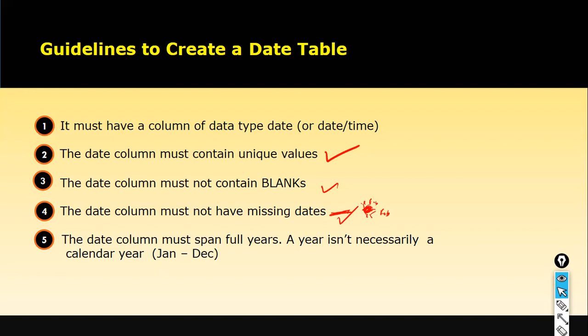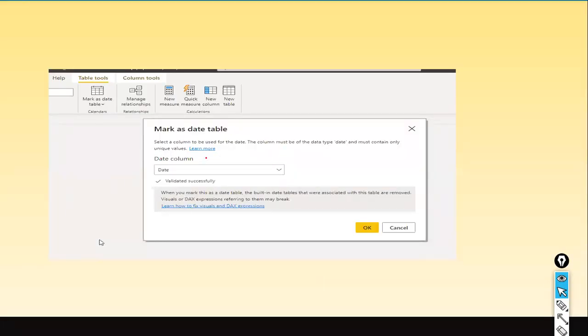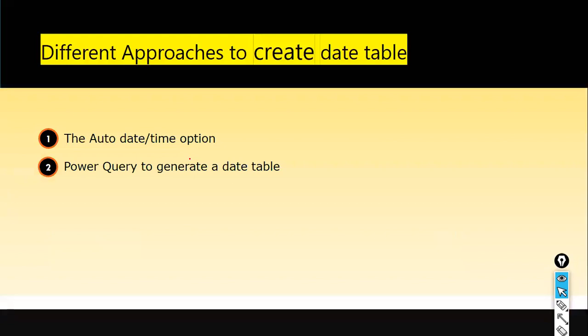The date column must span full years. The year need not be a calendar year. It can be a fiscal year also. Once you create your custom date dimension table, you need to set it as a date table. There is an option in the model view, mark as date table. You select your column, in this case the date column, select mark as date table and click on OK. Henceforth, this table will be considered as a date table by Power BI.